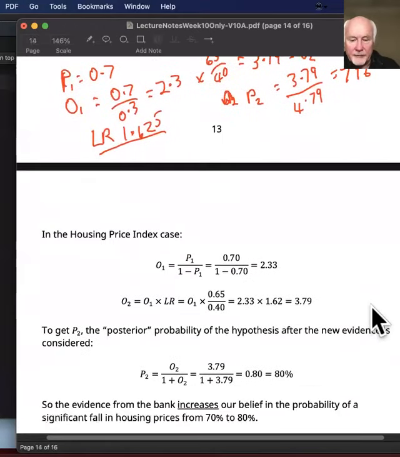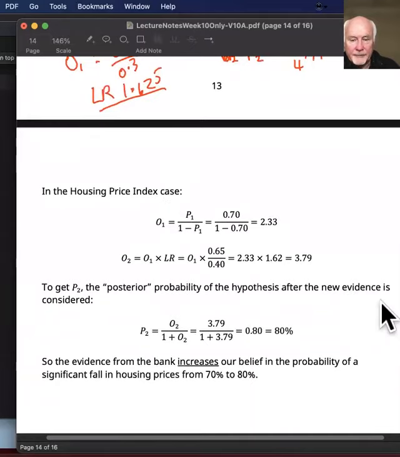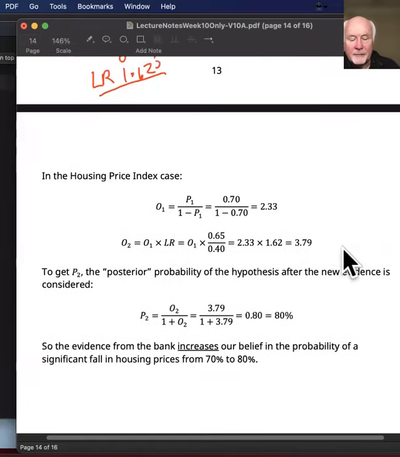All right, so I've spelt out all the calculations here. I've rounded that to 80% there, but okay. So basically, getting that evidence from the bank has increased our belief in the probability of a fall, significant fall in house prices, from 70% to 80%.